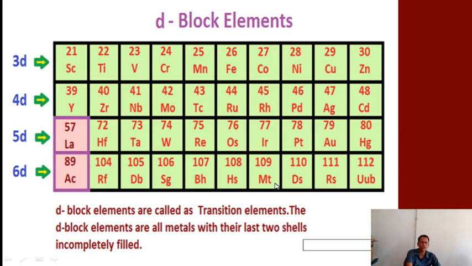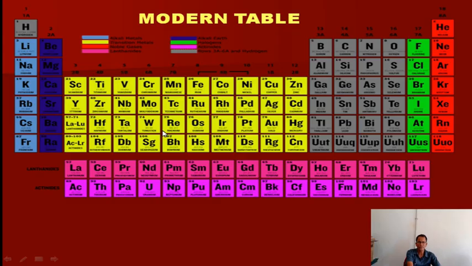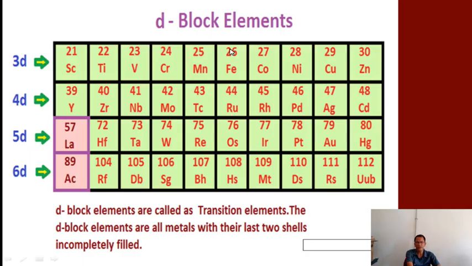In the middle of the table, this is called D block elements, and these are called transition elements. What are these transition elements? Let us discuss. Transition elements are again divided into how many periods? First period, second period, third period, fourth period. All transition elements, D block elements, are divided into 5 periods.